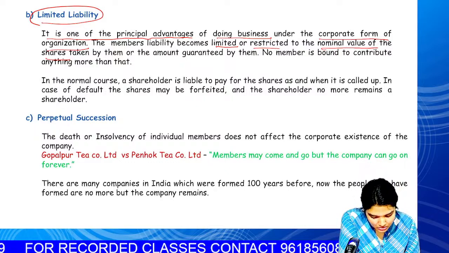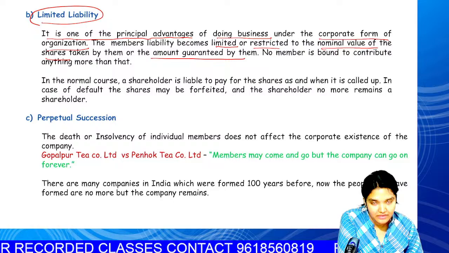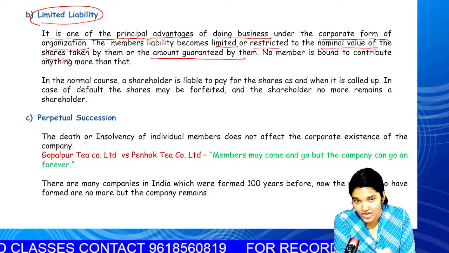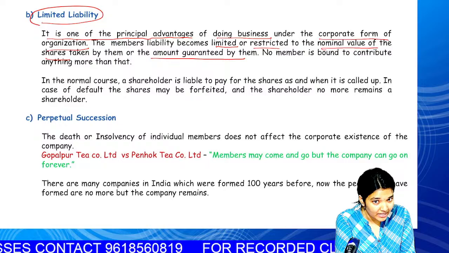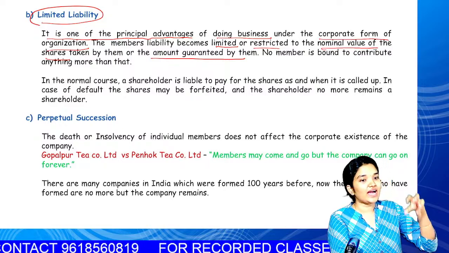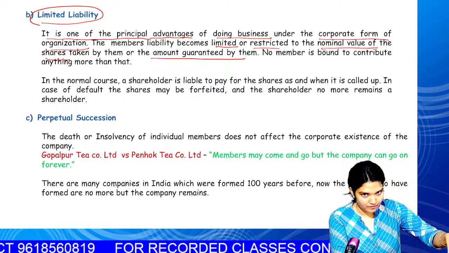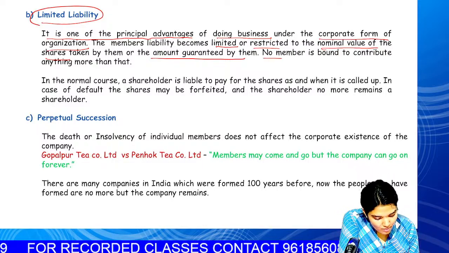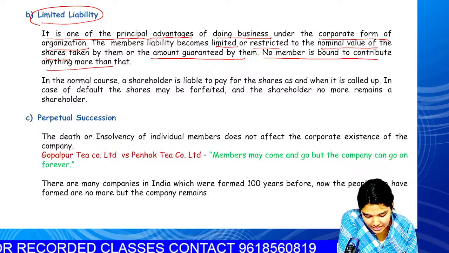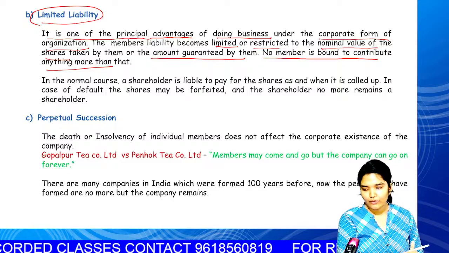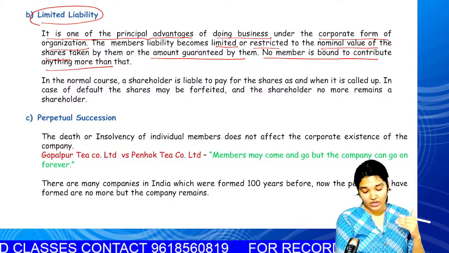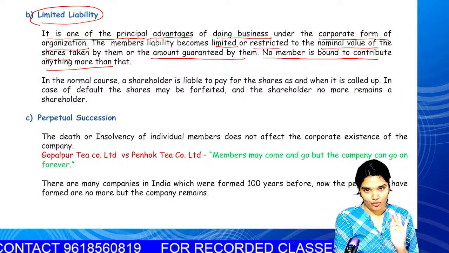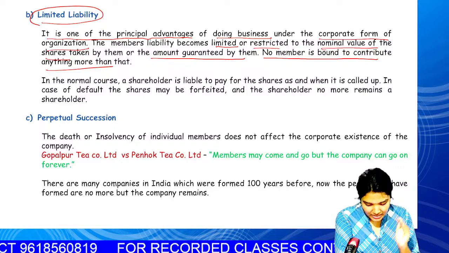Or the amount guaranteed by them. You have seen a company is incorporated as limited by shares or limited by guarantee. Limited by guarantee means the members give a guarantee that they will pay this much amount, so they will be liable for that amount. No member is bound to contribute anything more than the nominal value of his shares or the amount guaranteed by him. That is the feature of limited liability.